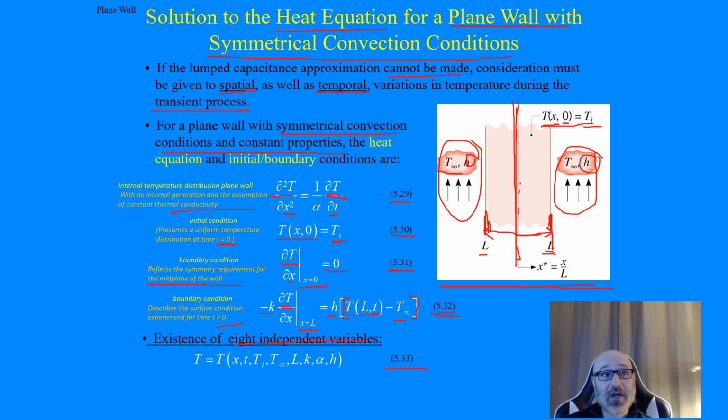So with this, we can go on to equation 5.33, and this shows the existence of 8 independent variables. T is equal to T of our position x, our time t, initial temperature, temperature of the surroundings, our value of L at the outside surface, our thermal conductivity, our alpha term, and our h term as well. So all these are the 8 independent variables that our temperature is dependent upon in equation 5.33 in our textbook.